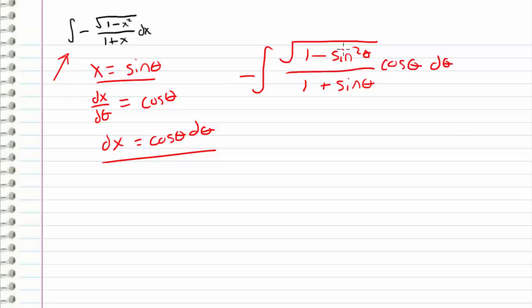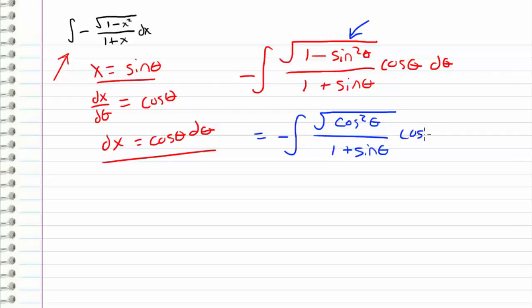And right now you can see that we can make use of that identity that I showed you guys earlier. Right here, 1 minus sine squared theta is really just cosine squared theta. So let's let this equal the integral of the square root, substitute in for 1 minus sine squared theta. That gives us the square root of cosine squared theta. And let's go ahead and rewrite this stuff. So we have a cosine squared under a square root, and that actually gets rid of the square root and gives us just a cosine. So let's go ahead and rewrite that as cosine.